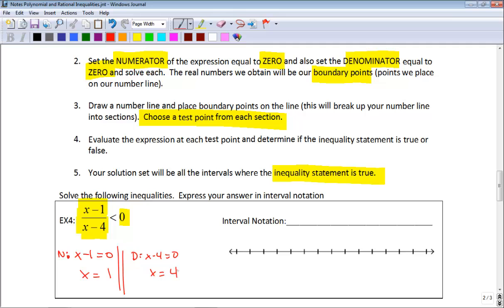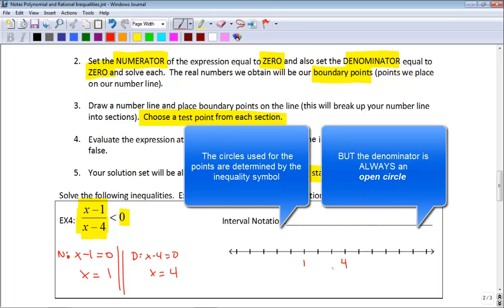Then I said that any real numbers that I get are going to go on that number line. They're going to be my boundary points. So then I place these numbers on the number line. So here's 1 and there's 4 on a number line. We determine the circles for those points by looking at our inequality symbol, but you have to note the denominator will always have an open circle. Our denominator is always going to have an open circle, but since this doesn't have an or equal to, we would know that both of them would get open circles anyway.